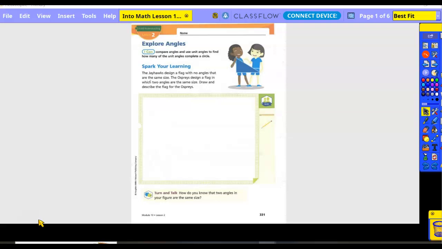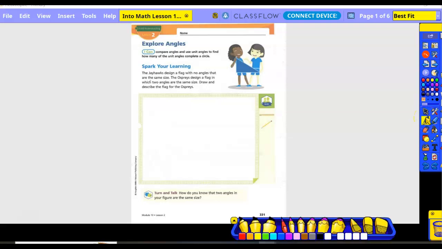Okay, so what are our key things here? There are no angles that are the same size, right? Okay, so our picture can't have any angles the same size. Could we draw a right angle on one? Yeah, possibly, right? Okay, then what else could we do?